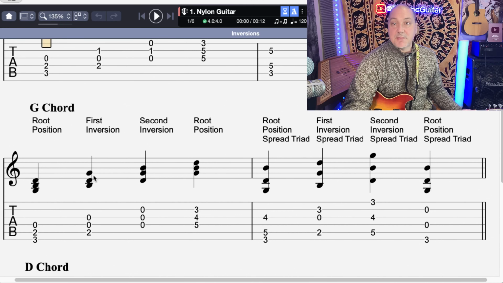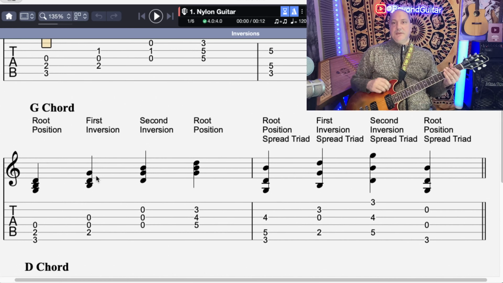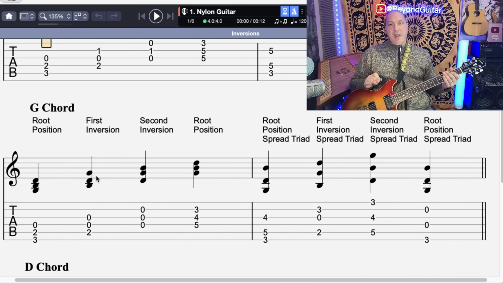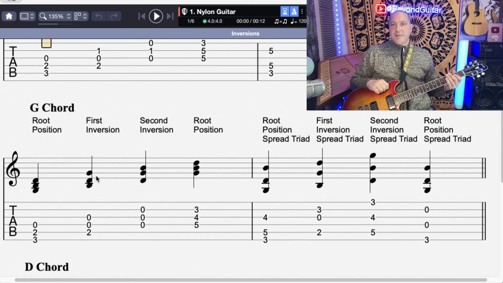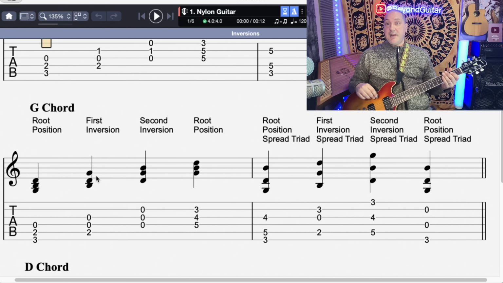Well, it must be some kind of chord inversion. See that space there where there's a fourth? It's got to be a chord inversion, all right? So just looking at the chord on the page, if it goes space, space, line, or line, line, space, guaranteed it's got to be an inversion.